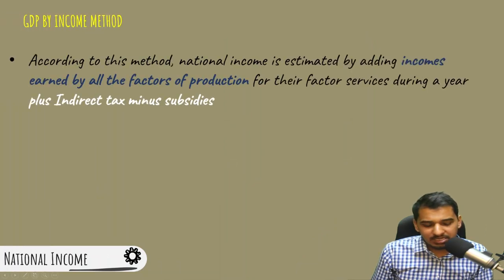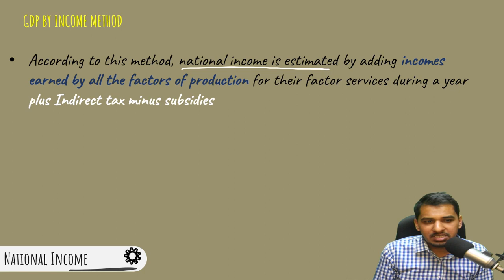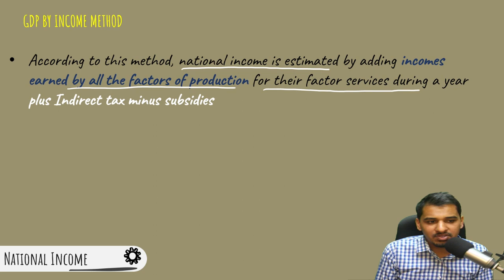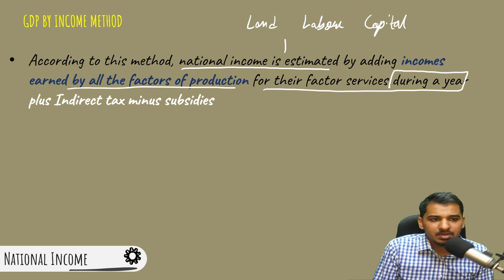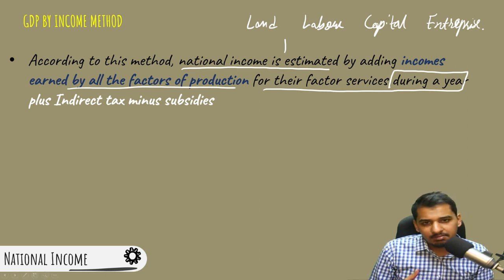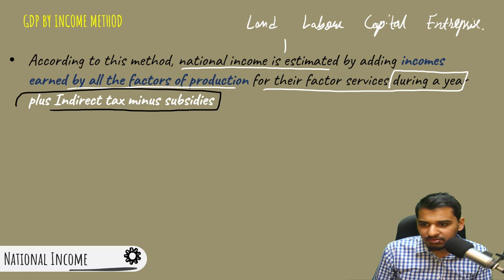So GDP by income method, let us see. According to this method, national income is estimated by adding incomes earned from all factors of production for their factor services during a year. This is very important, during a year. So what are the 4 factors of production? That is land, labor, capital, and enterprise. Okay. So the income earned by these 4 factors of production is taken, and then you add indirect taxes and you subtract subsidies. This is how you will have to calculate the GDP by income method. We will be seeing this in the next slide.